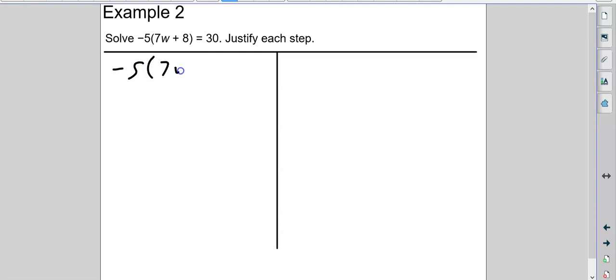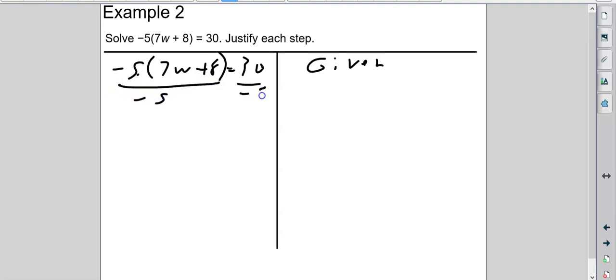-5(7w + 8) = 30. That's given. Now, some of you might automatically want to distribute the -5, and that's perfectly okay. But here's a shortcut, a little sneak. -5 is a factor of 30. That means, since this is being multiplied by the parentheses, I can divide to get rid of -5. I can do it over here.